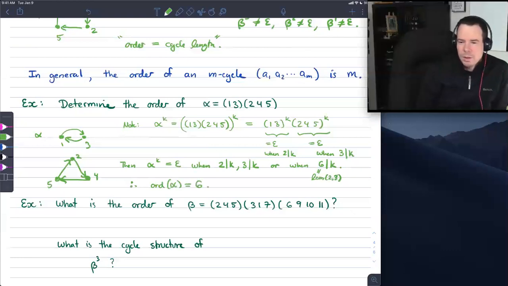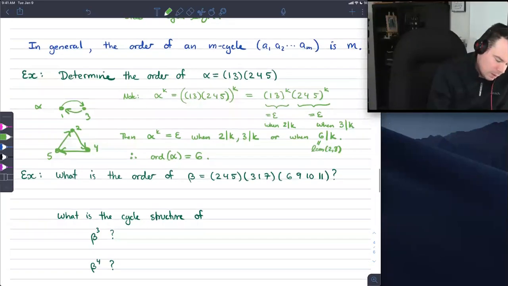So in short, we need to apply it some number of times so that 1 goes back to itself. So that's an even number of times. But 3 also has to go back to itself. So that's a multiple of 3 times. So it's got to be a multiple of 2 and a multiple of 3. And that's the least common multiple, which is 6. We need the smallest multiple.